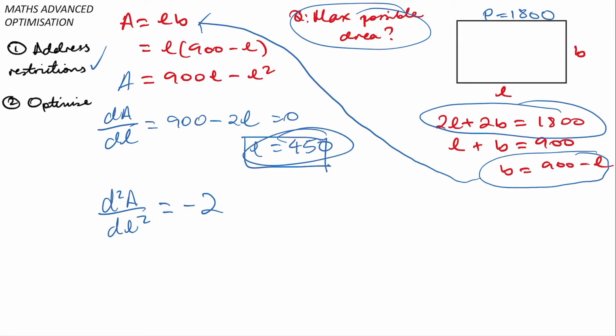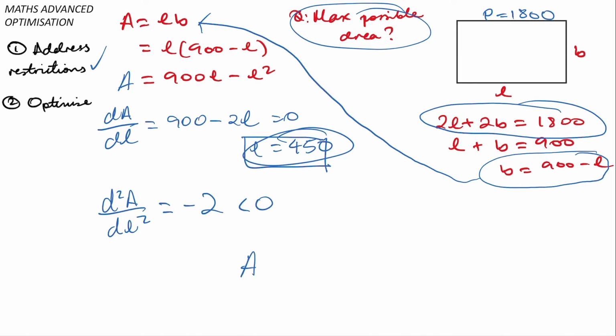Well, here it's kind of obvious because minus 2 is less than 0 regardless of what L is, but just by having done this little check, I've made sure that the value L is equal to 450 is the value of L that will actually give me the maximal possible area.